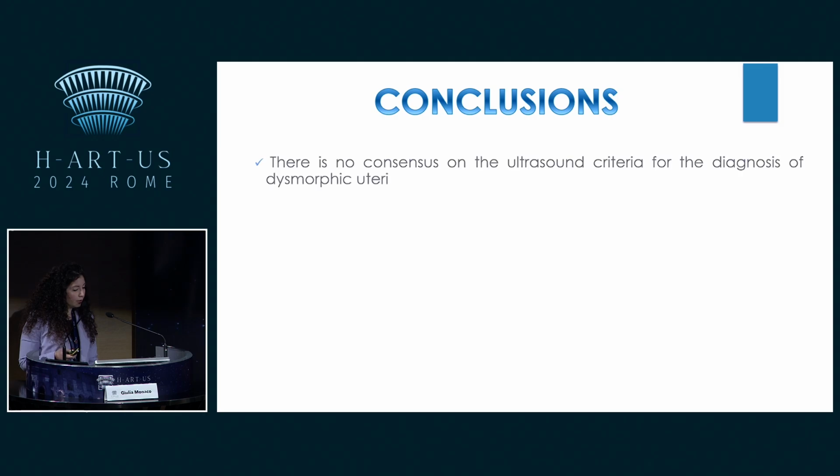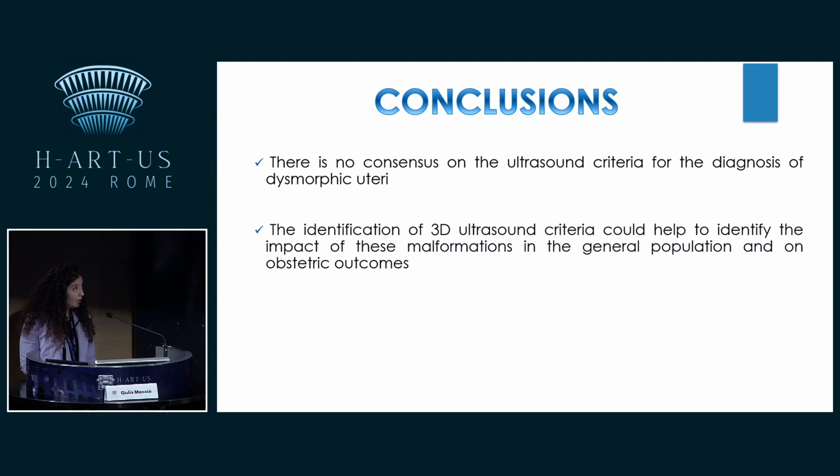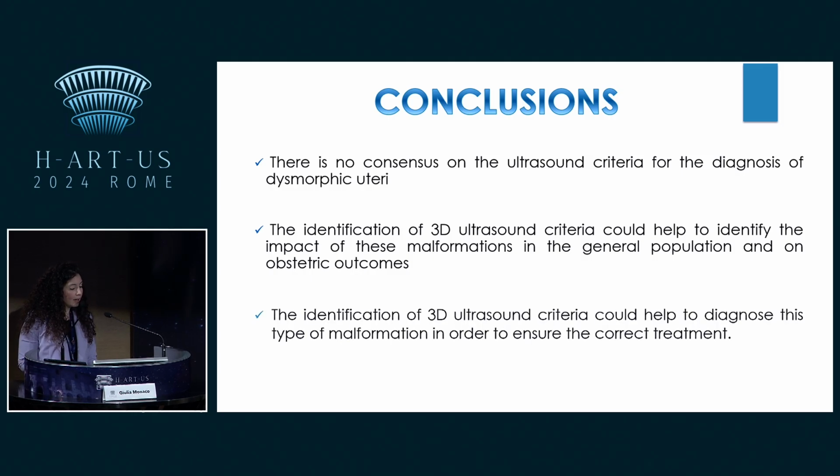So to conclude, we can say that today there is not a consensus on ultrasound criteria for the diagnosis of dysmorphic uteri. The identification of standardized ultrasound criteria could help to identify the impact of this malformation in the general population and obviously to study the obstetric outcomes. And the identification of 3D standardized criteria could help to diagnose this type of malformation to ensure the correct treatment.